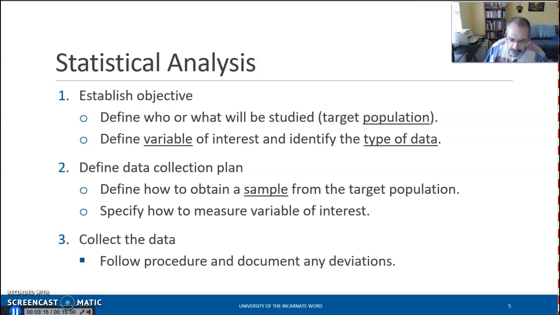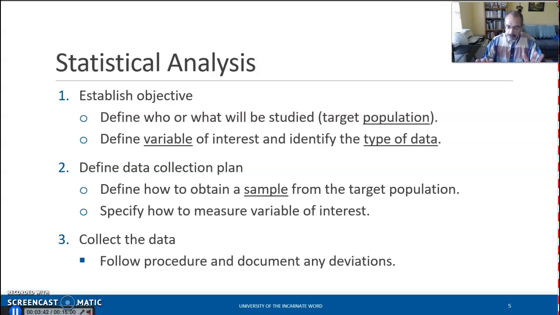I wanted to remind you that we're still in this procedure of the statistical analysis, where an objective has been established, that is, the target population has been identified, and the variable of interest has been identified, and its type of variable as well. Then you define a collection plan where you define how to obtain the sample and how to evaluate each element in the sample.